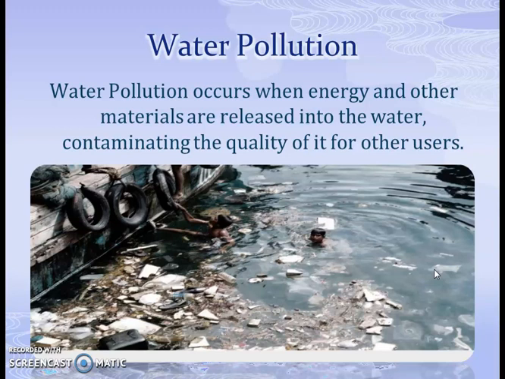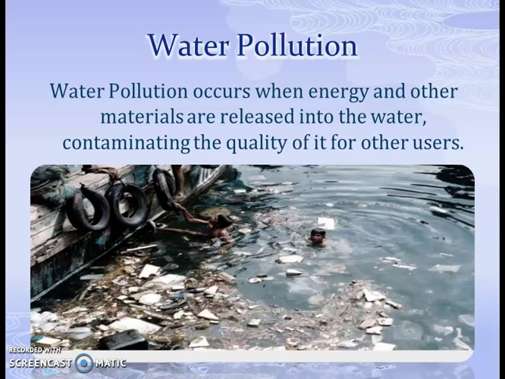Water pollution will occur when energy and other materials are released into the water, contaminating the quality of it for other users. Basically, the composition of water has hydrogen and oxygen and a few minerals in a limited quantity. If any substance is more than that given quantity, or any change in the composition of the water, either by external components, or by materials released into the water by the users, or anything additional added to the water, will be termed as water pollution.